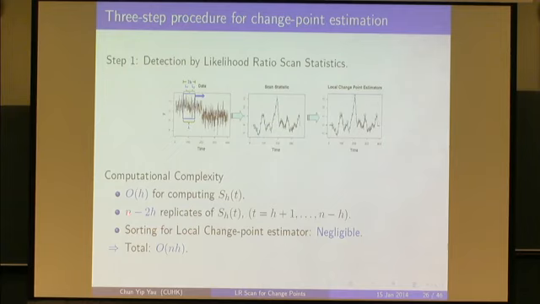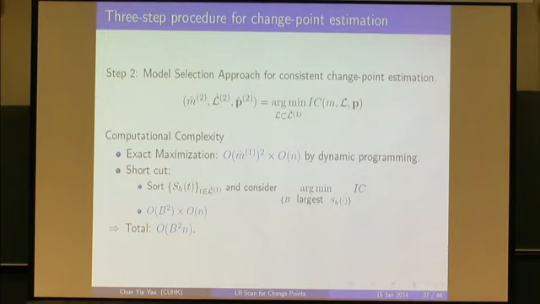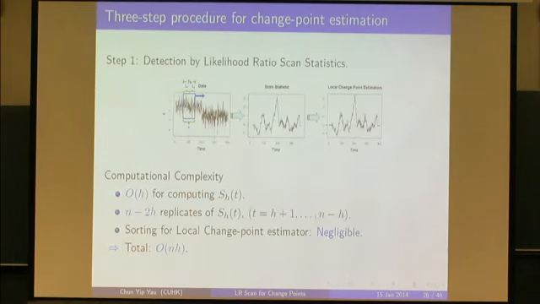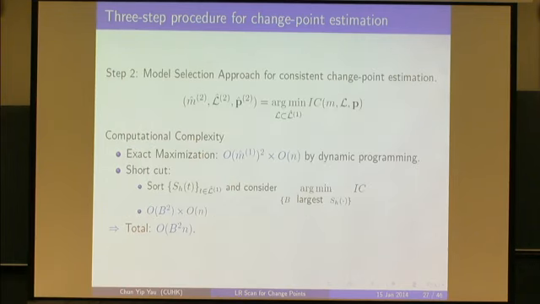And the second step, the model selection procedure, because the domain of selection is just m hat 1, the number of estimates in the first step. So using dynamic programming, I only need m hat 1 squared times n, where n is for calculating the likelihood.